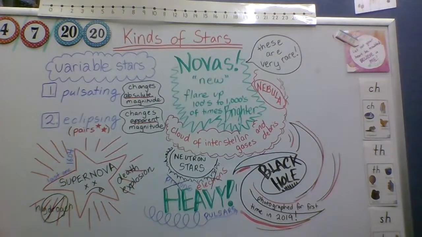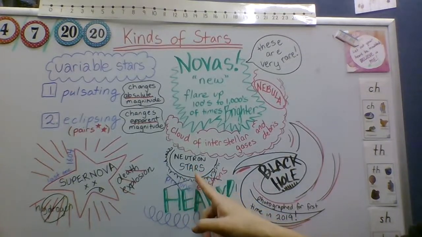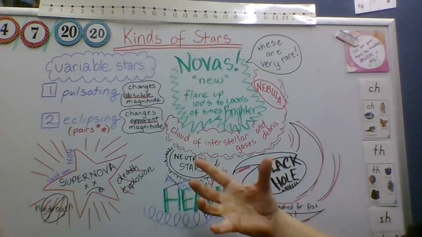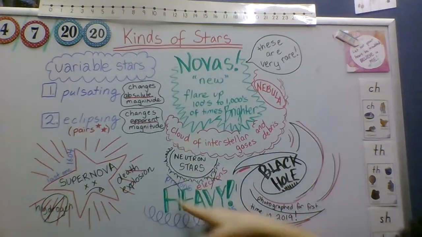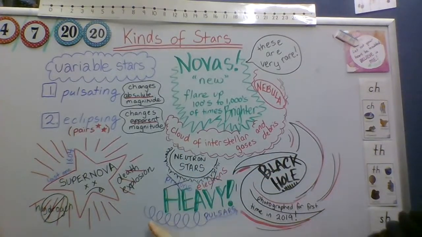Now, neutron stars can come in a couple of different ways. They can just look like this, like a regular star in the sky, of course, with the heavy core. Or we have some, and you'll see this squiggly line right here, that we call pulsars. Now, pulsars are neutron stars that spin really quickly on their axis.